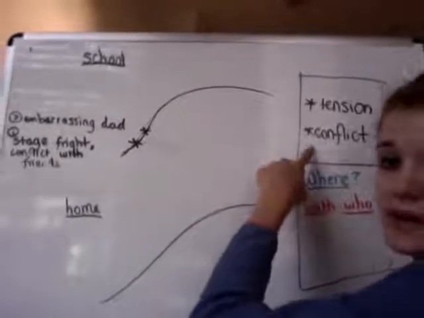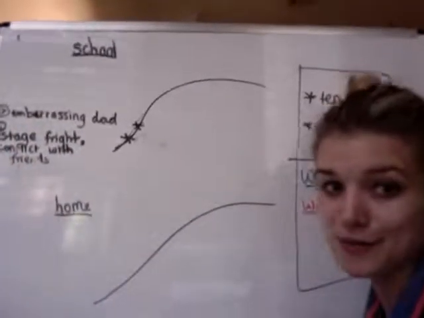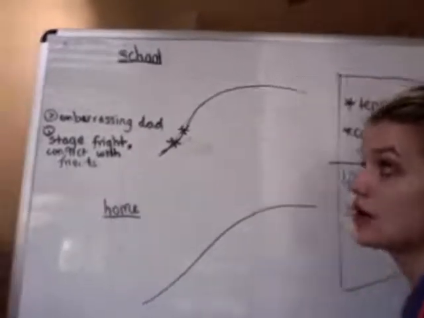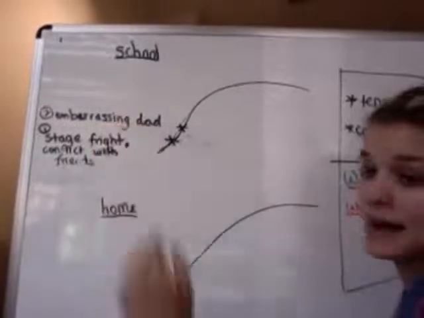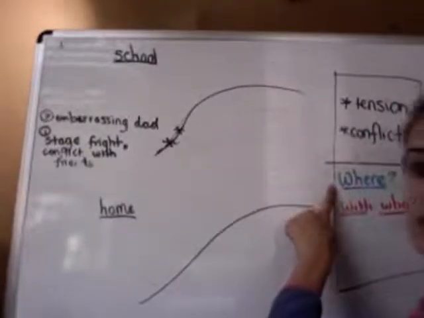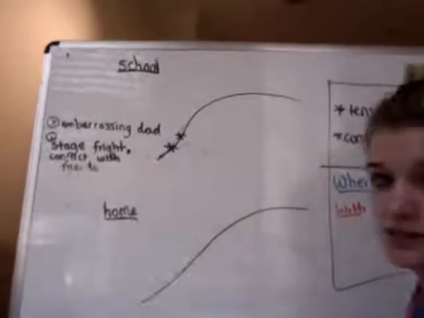Okay, what was the problem that Amina had with her father? He was embarrassing her at parents' night, remember? He was asking all those questions and she was really embarrassed. So all I need to put is embarrassing dad, because that was the conflict. Where was it? It was at school. Who was it with? Her father. What happened? It was embarrassing.